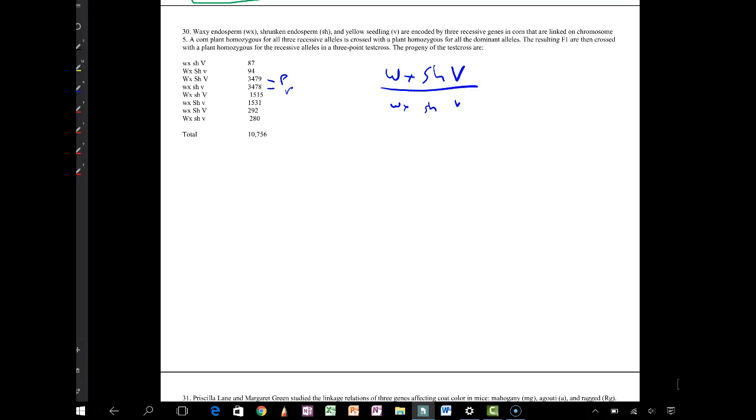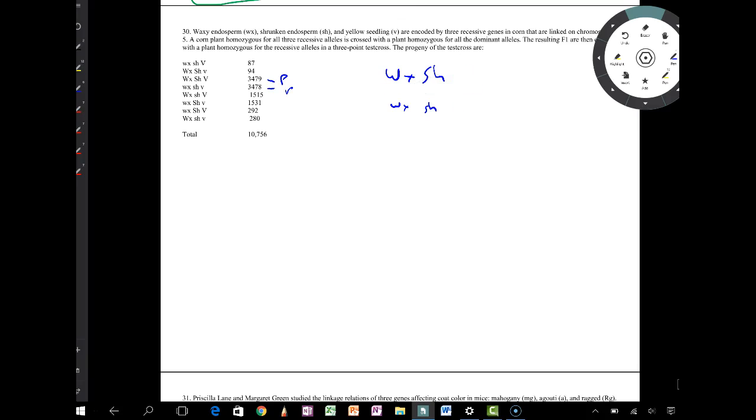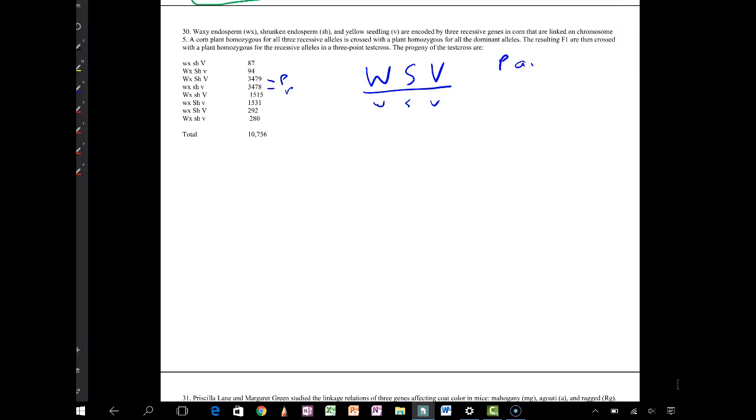And these letters are a little goofy. So, if I got goofy letters, I like to change them. So, that just is goofy. So let's just do W, S, and V. So we're going to have big W, big S, big V, over little w, little s, little v. So we would call that the parental configuration or arrangement of alleles. We don't know what's in the middle yet.